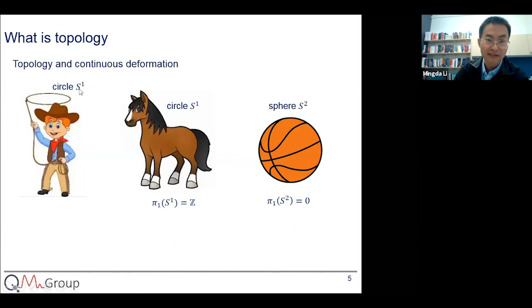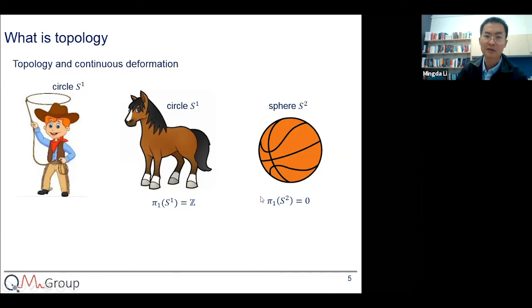The lasso is a circle called S1, and putting a lasso on the horse's neck, which is another circle, we get this so-called first homotopy group. That's the number of invariant distinct ways to deform, and it gets different integer types. And if we lasso this circle on the sphere, we get a trivial number of 0.